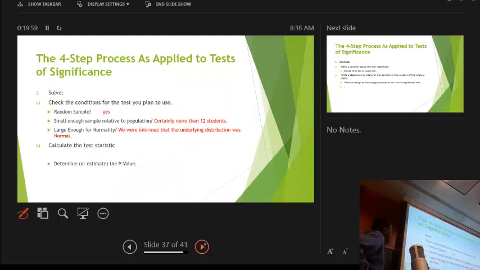So what are the conditions? Pretty much they will be satisfied for the most part. Is it a random sample? Yes. Are there more than 12 students in the world? Yes. And we were told that it's pretty much normal. So these are the three key conditions that you have to think about as you do these problems.